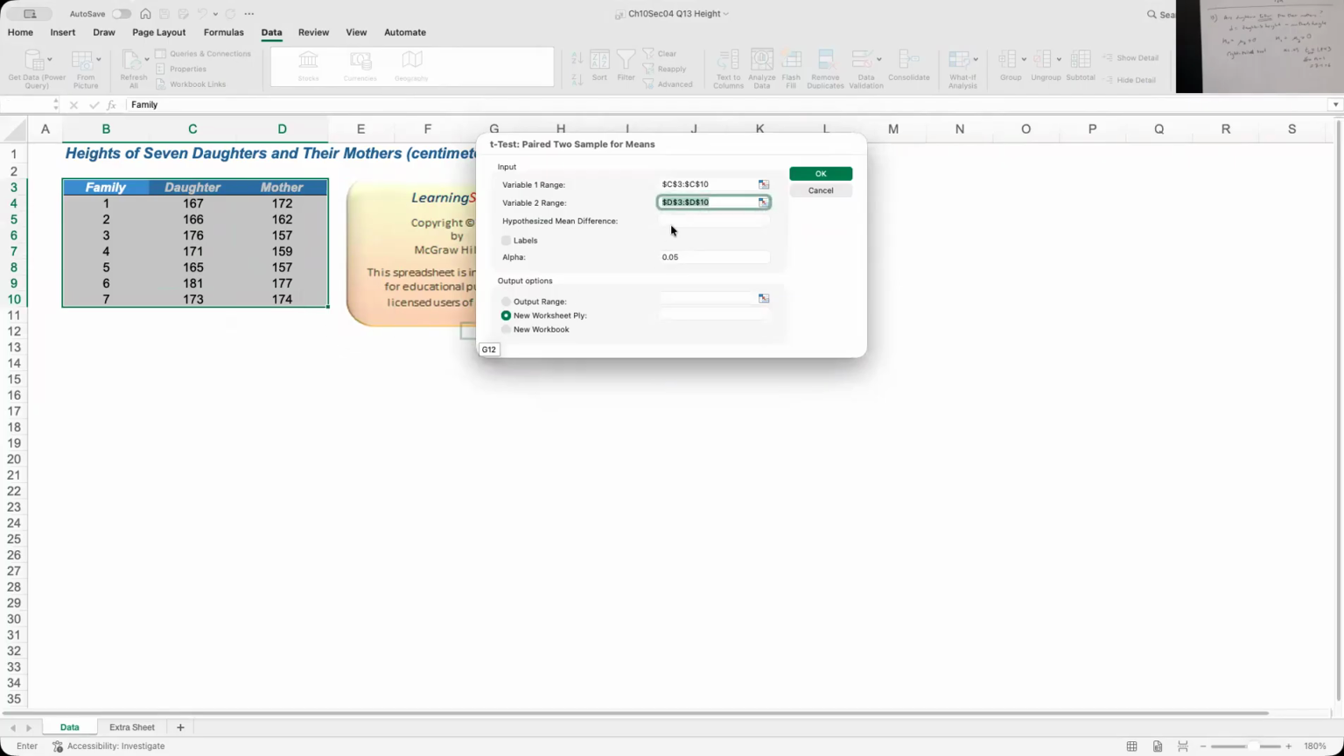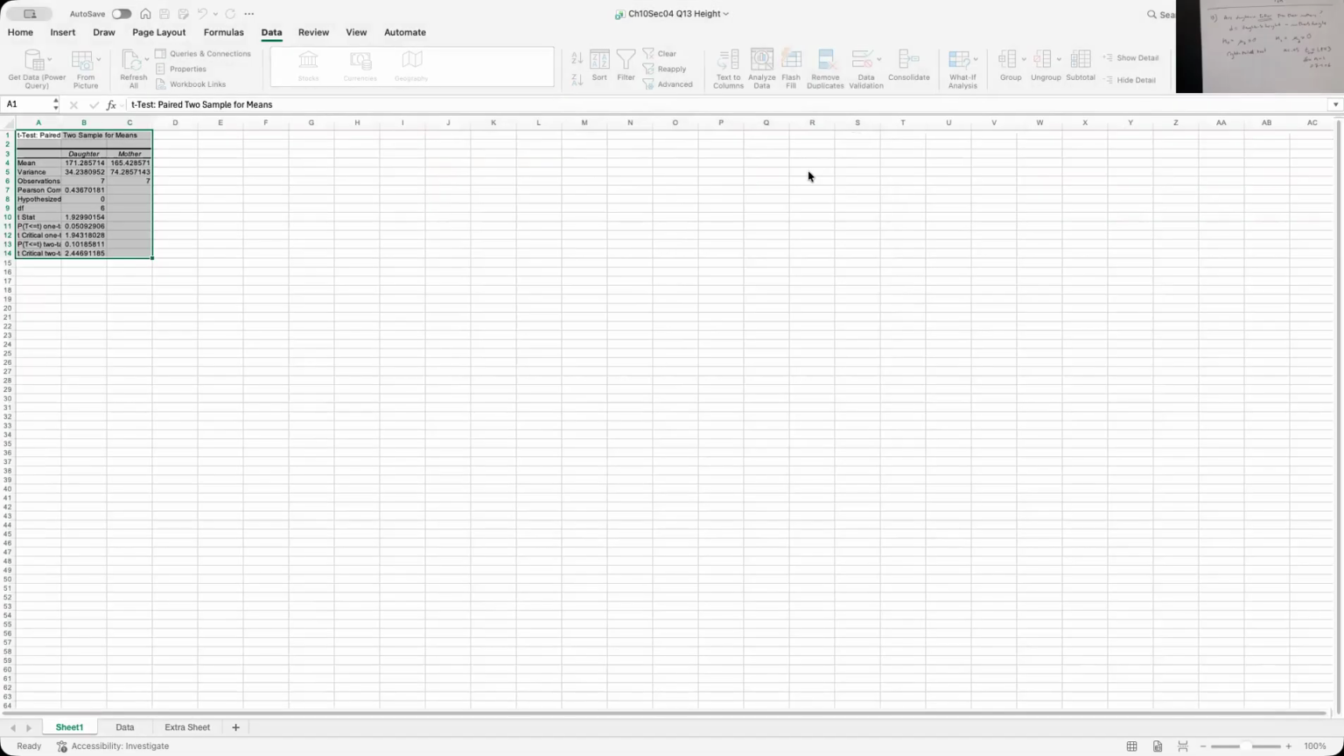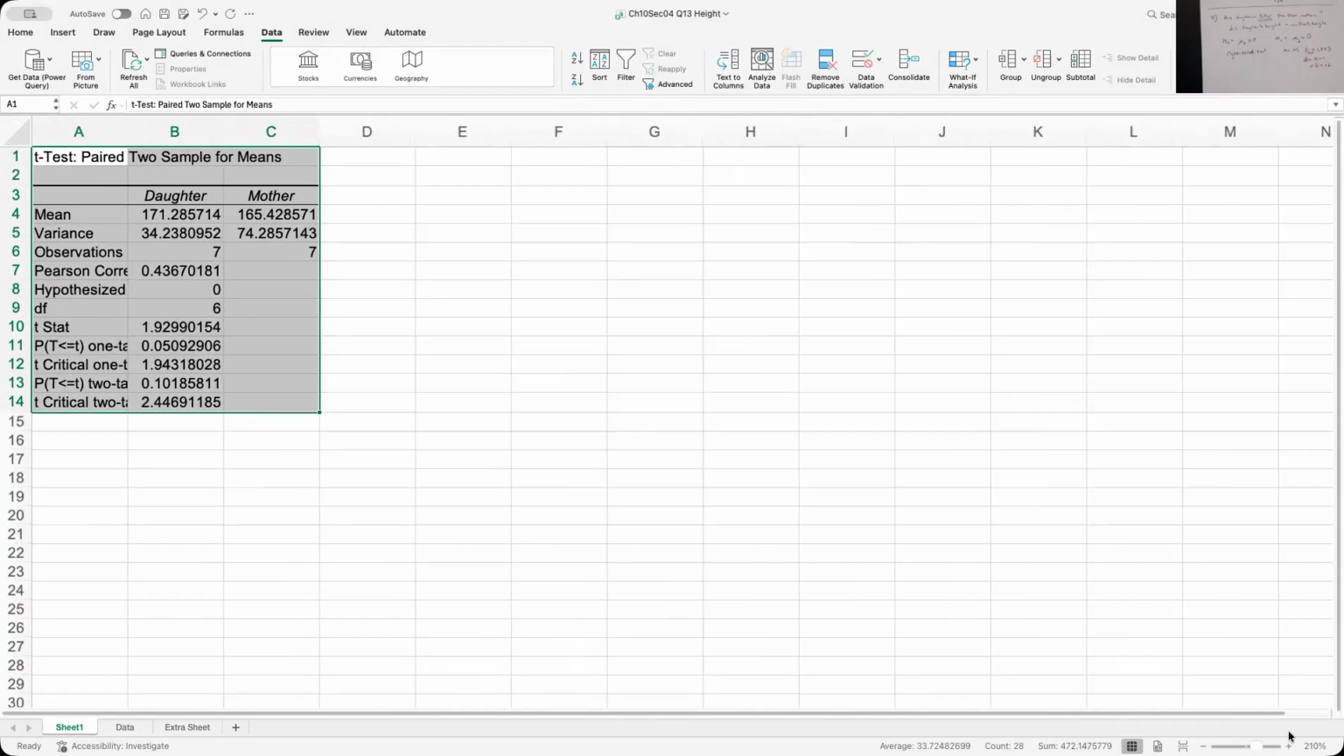And we are assuming the difference is 0. That was our mean expected difference. If they're not taller than, they could be exactly the same. Yes, I highlighted the words mother and daughter, so I'm going to click labels. And I'm going to ask it to spit this into an entire new worksheet. And it will generate for me a whole bunch of output.